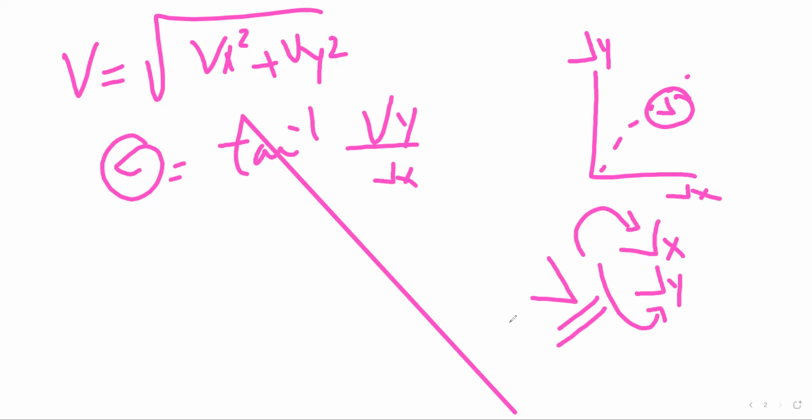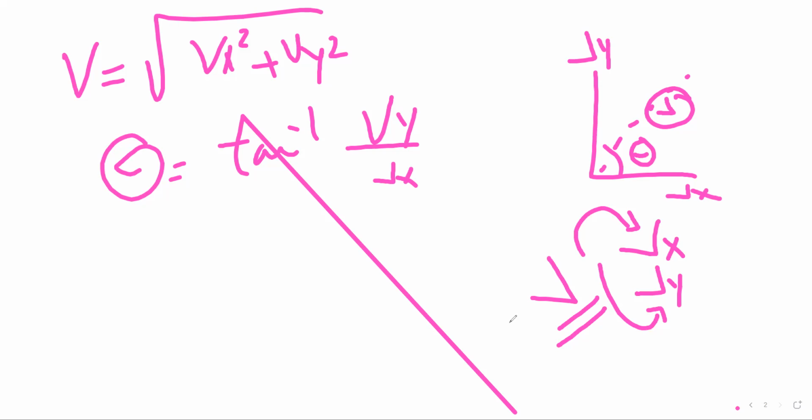Here, you know Vx and Vy, and I'm asking you to find V. What do you have to do? You have to use the Pythagorean theorem, which is the square root of Vx squared plus Vy squared, and then we also have to find the angle, which is tan inverse of Vy over Vx. They are opposite to each other.